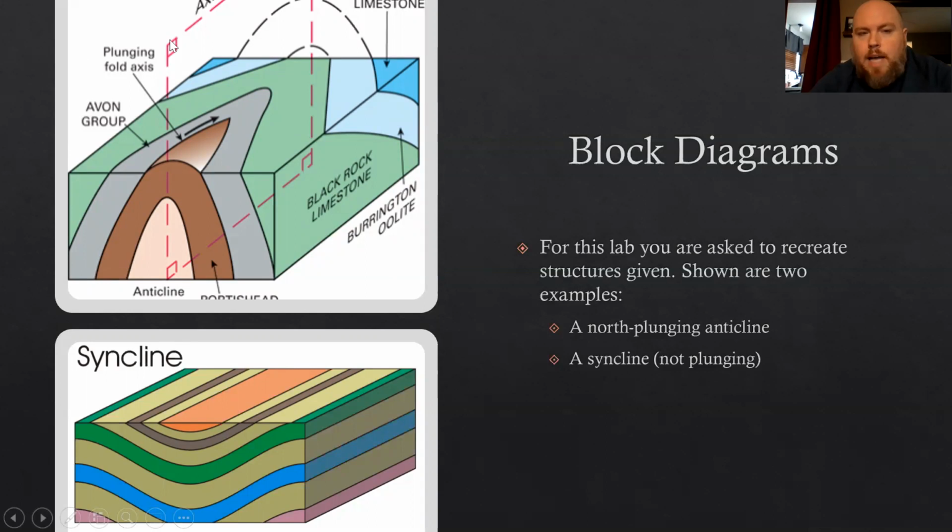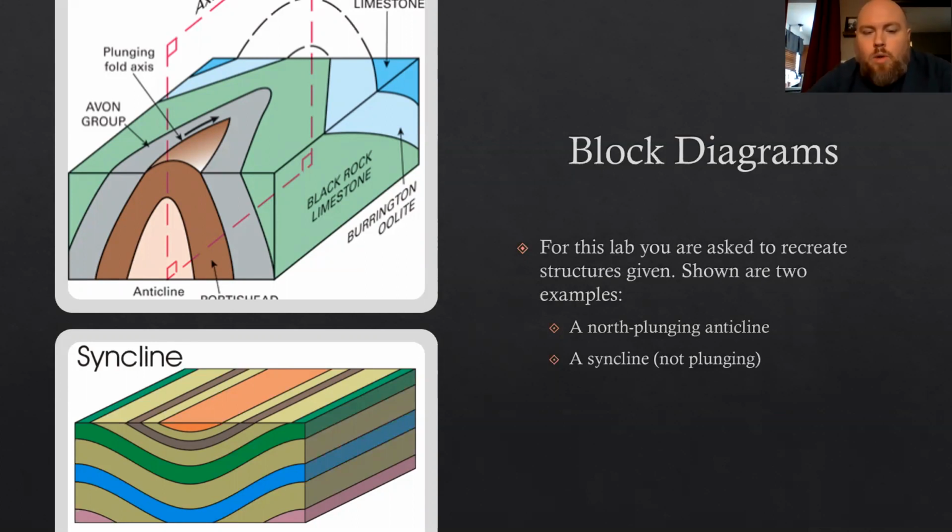So the top diagram here, if we assume that north is in the direction up away from this figure and away from us, then it would appear that we have a north plunging anticline. We know that it's an anticline, right, because they have this A shape, okay? On the bottom, on the other hand, we have a syncline. Okay, so this one, there's more of a V shape, okay?